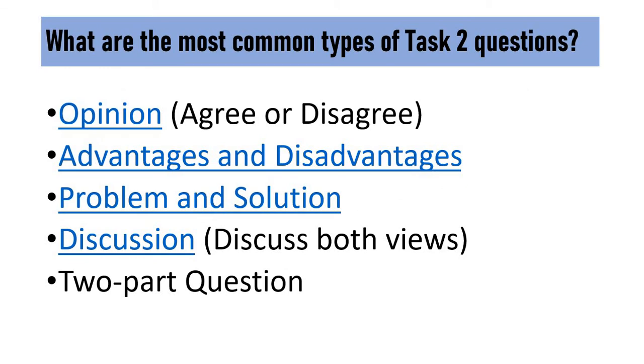According to IELTS Advantage, this is from Chris Bell. He has his blog. He also offers some courses on how you can improve your IELTS skills. He has 5 common types of Task 2 questions: opinion, agree or disagree, advantages and disadvantages, problem and solution, discussion, and two-part question. And I also found one author. I'm going to show it in the references later on.